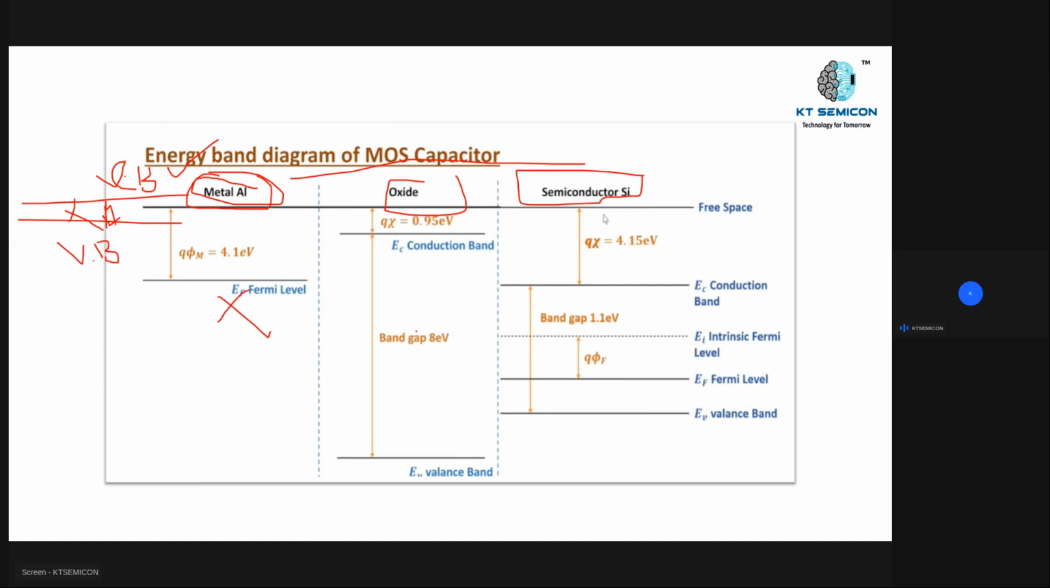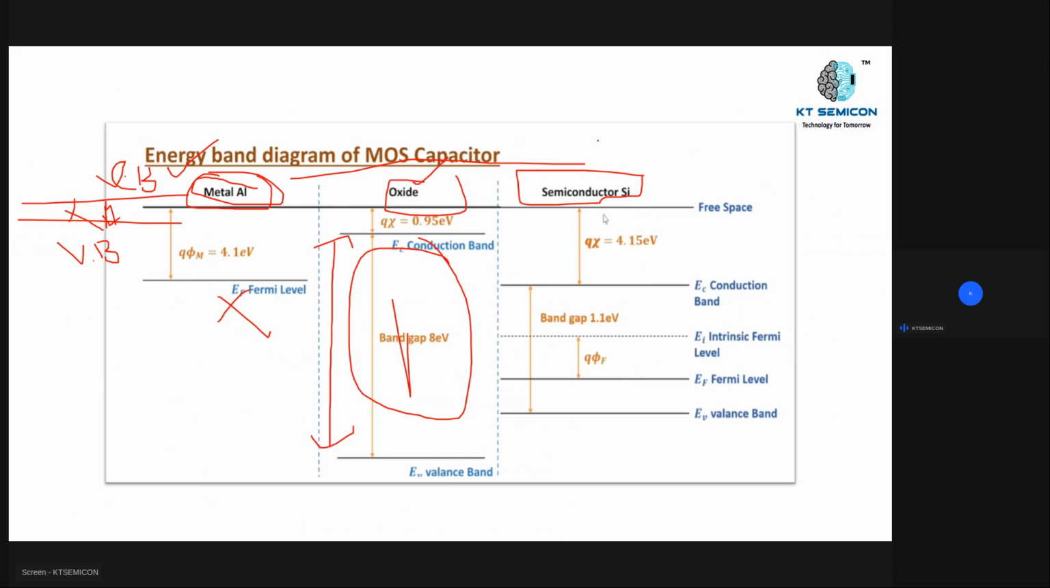So check here, oxide. Oxide acts as the insulator, right? So that's why we are having this much band gap in between my valence band and conduction band. We are having more space, more band gap. Understand? So why? Because here my oxide is acting as the insulator, right?